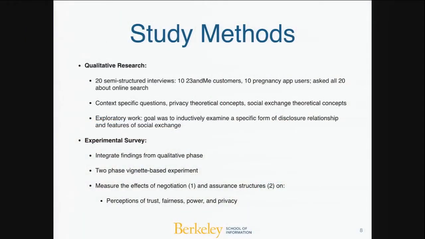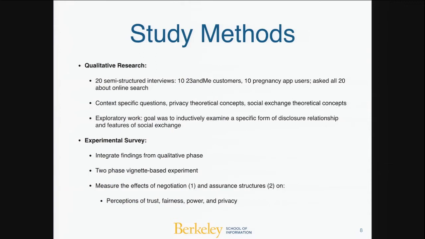So first, as Deirdre mentioned, this was a fairly novel approach to looking at privacy. I did two pieces to the research. One was a qualitative research study where I performed 20 semi-structured interviews, and I interviewed 10 23andMe customers. So 23andMe is a genetic direct-to-consumer testing service, and 10 women who used pregnancy apps. And I decided I needed a mixed methods approach to this topic because there really wasn't anything like this in the literature, neither in privacy nor in social exchange. So I wanted to start by getting a sense of whether these concepts even made sense to people before I moved into an experimental piece.